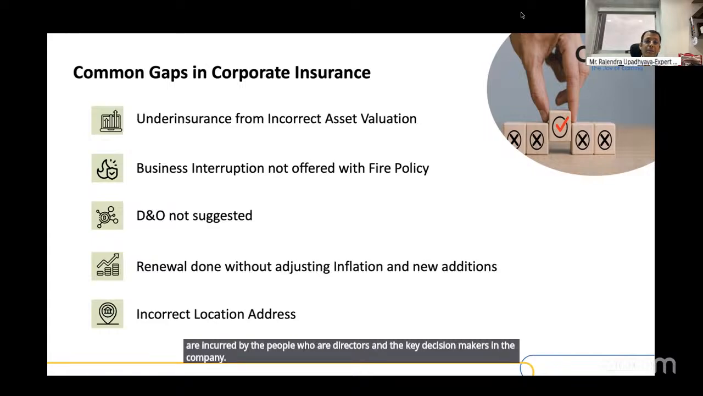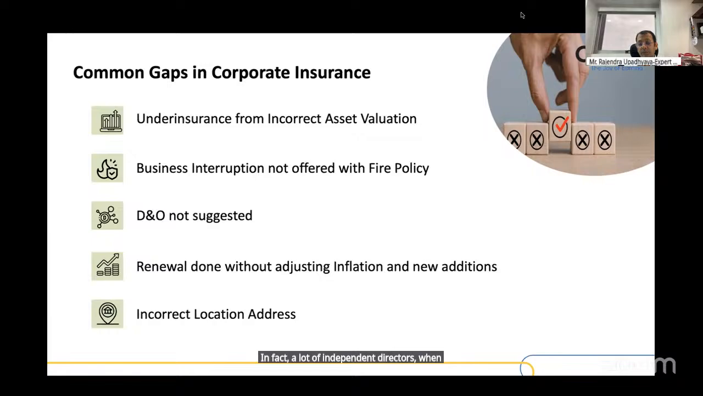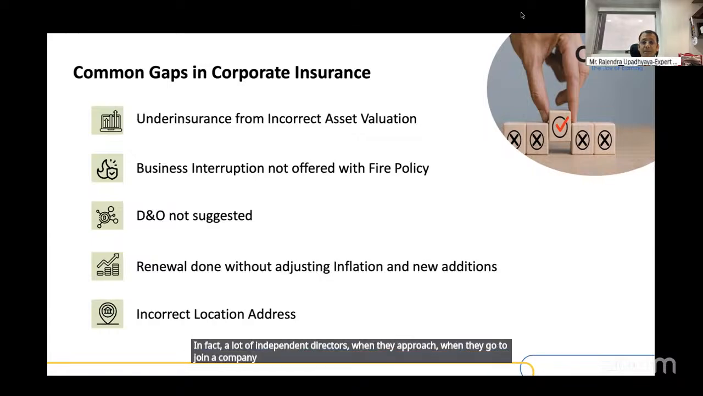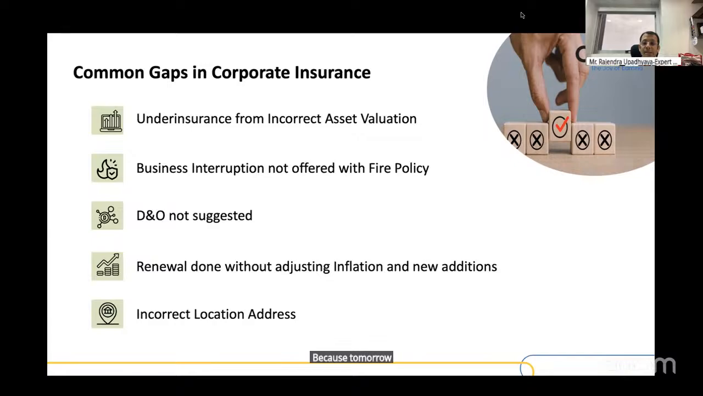In fact, a lot of independent directors, when they go to join a company these days, say, do you have a D&O policy? Do you have an adequate D&O policy? Because tomorrow, if some litigation comes on me, who is there to defend me? So these are the things that companies need to think about.